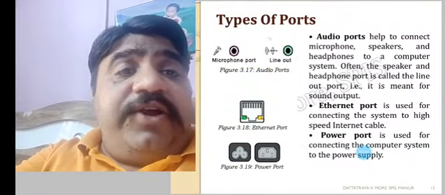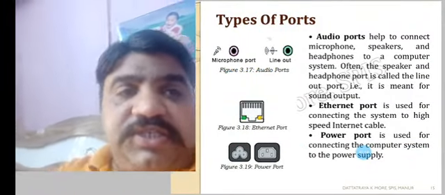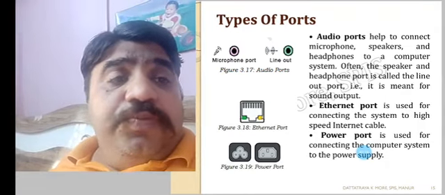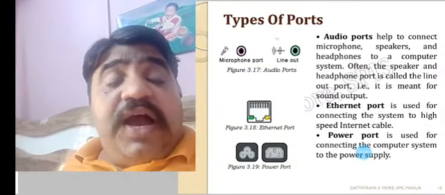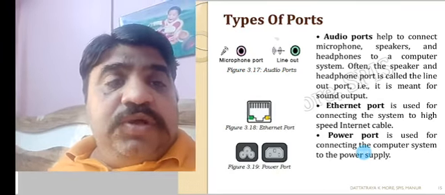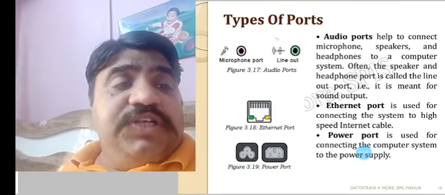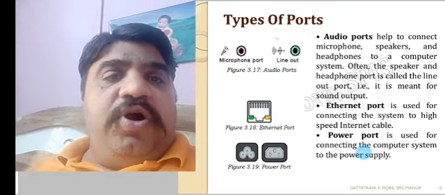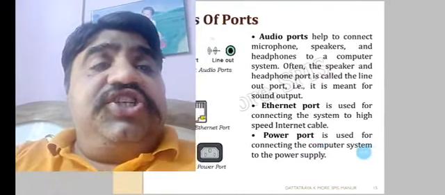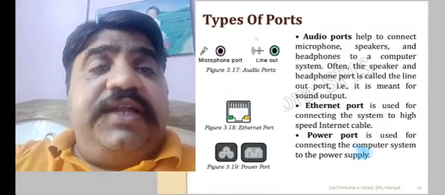Then next are the microphone and line out, which I have just shown you here. Those are audio ports. Then the Ethernet port is there for connecting your system to high speed internet or your LAN. And then power ports are there to give power to your power supply and your CPU box. So this is a short introduction to the ports and these connections.